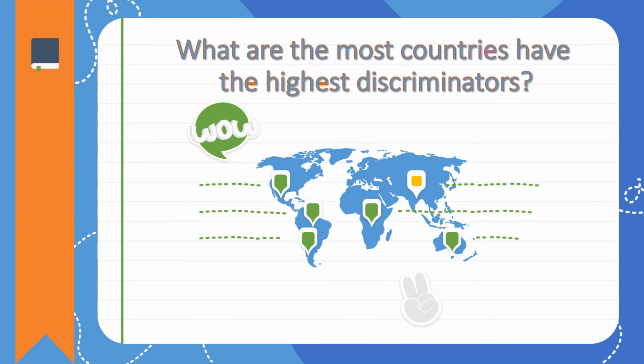Number 5. Which countries have the highest discrimination? Here I have a list of the 10 countries with the most discrimination, and it took place in 2010, so maybe some countries are not on the list right now. Number 10, Senegal, 64%. Number 9, Philippines, 67.2%. Number 8, Sri Lanka, 67.6%. Number 7, Djibouti, 72.9%.